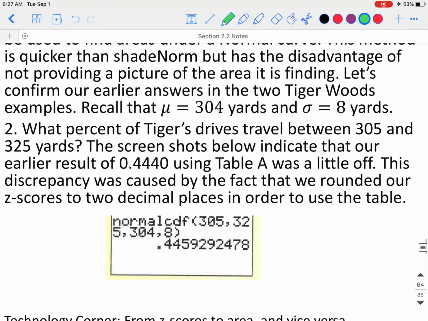Now, if we look at the second one, this time it told us to find the value between two different drive lengths. So now we know our lower bound was that 305, our upper bound is 325. So we're still going to use that normalcdf. We're going to use our lower bound is 305, our upper bound is 325, our mean is still 304, and our standard deviation is 8. And this is going to give us an area of 0.445.